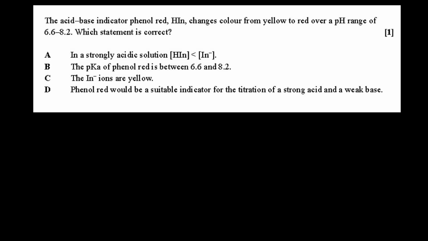Okay, so the question is, the acid base indicator phenol red, HIn, changes color from yellow to red over a pH range of 6.6 to 8.2. Which statement is correct? So we know that HIn is our indicator, which is a weak acid. It partially dissociates into H plus ion and In minus, right? HIn has yellow color and In minus has red color.